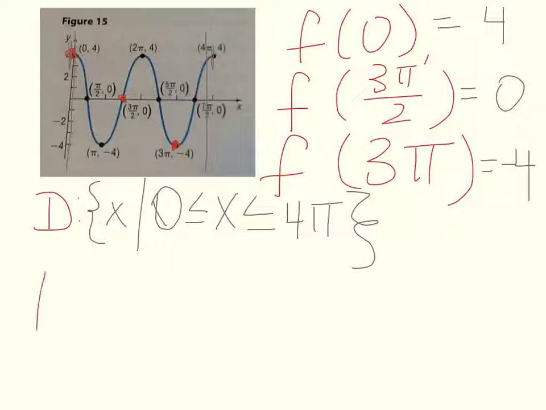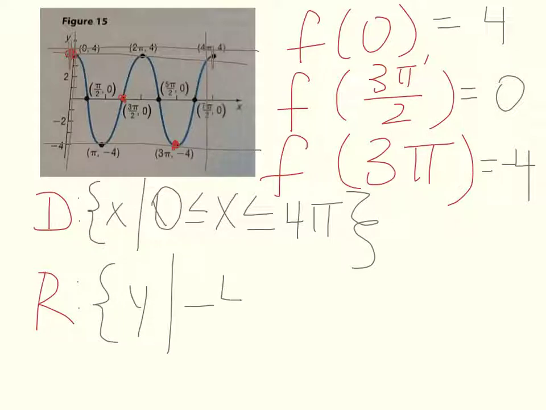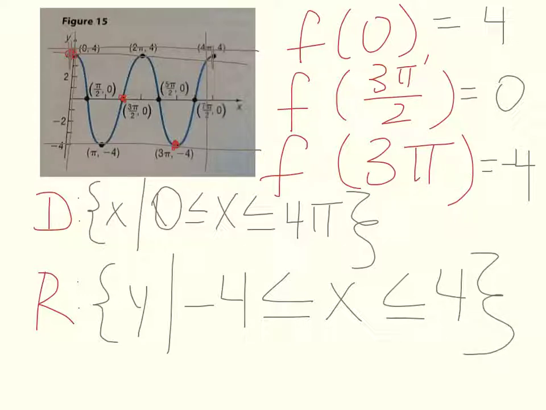Now, what is the range? So the range would be the highest value for y and the lowest value for y. So if we were to draw a line here and here, we would see that the highest value would be 4 and the lowest would be negative 4. And since the points there are also filled in, less than or equal to, greater than or equal to, and that is your domain and range.